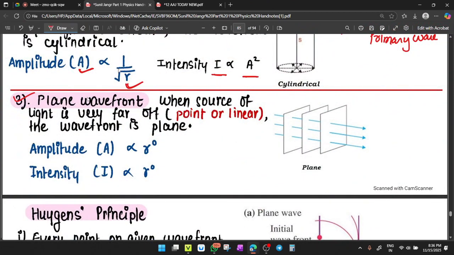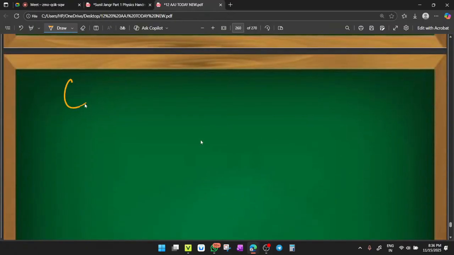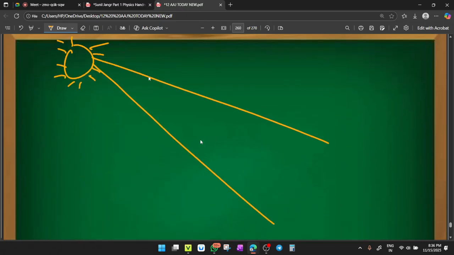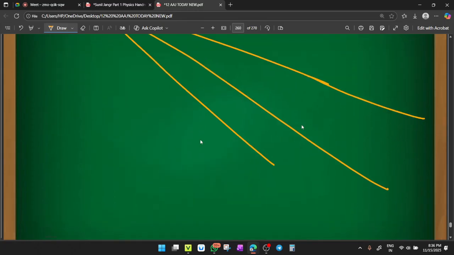Now, plane wavefront. When the source of light is very far away, like the sun, the sun is a source of plane wavefront. How? Like these two rays. Okay, these are the two rays. Clear or not clear?